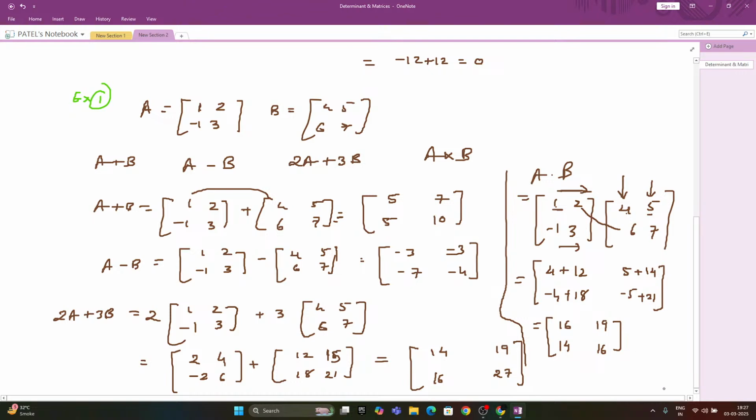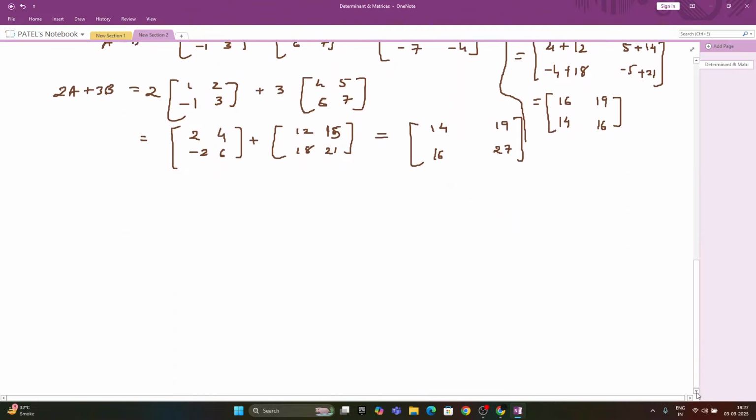Okay? This way you can solve the multiplication also.